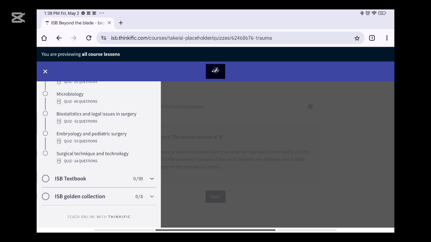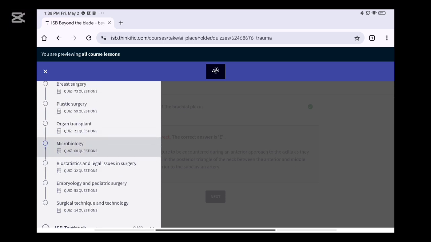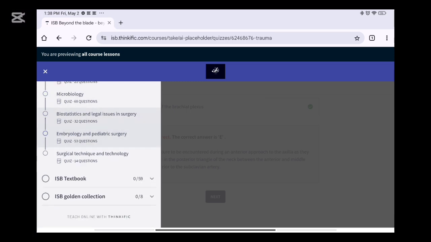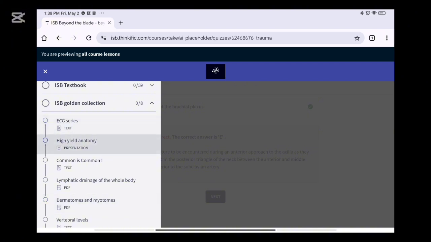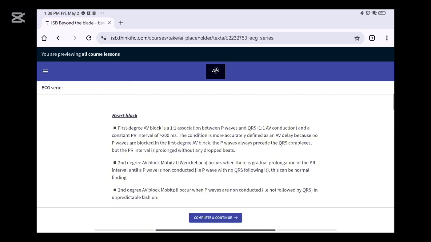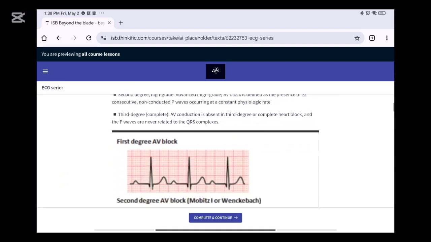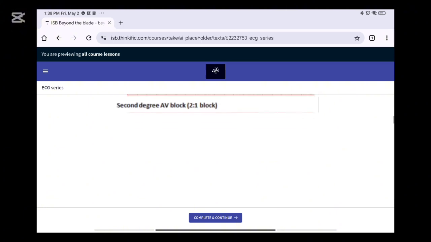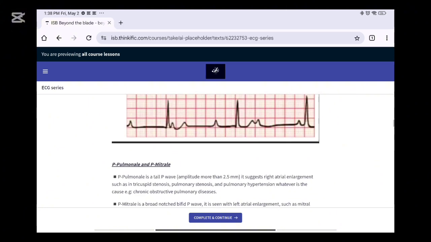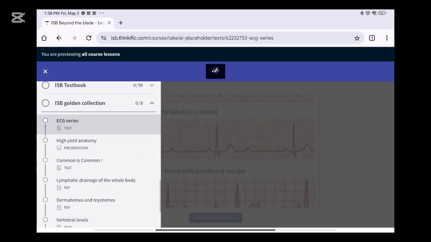Is that right? So after you finish the entire recall question bank multiple times leading up to your exam, in the end, near your exam, we recommend taking a look at this category, ISP Golden Collection. This collection is life-saving in the exam. It contains ECG series that you are likely to encounter in your exam, like heart block, for example, or any other abnormality, PE, P pulmonale, P mitrale, all of these things grouped in one place.